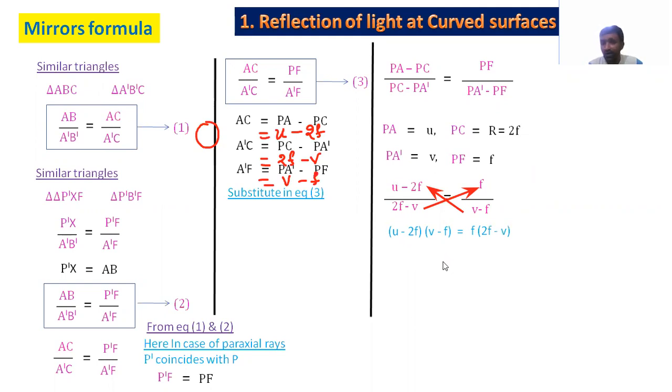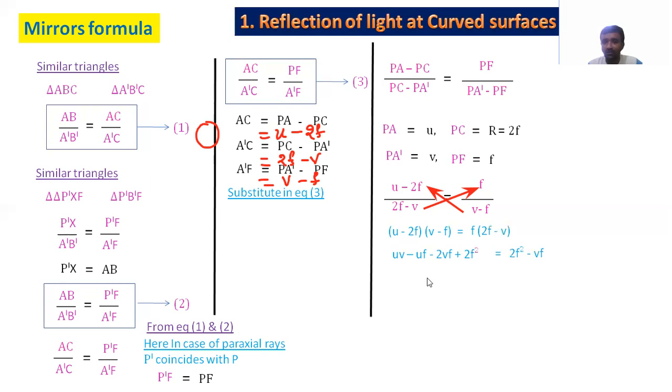So what we'll get? U into V minus UF minus 2VF, plus (minus into minus) plus 2F square. That equals F into 2F, expanding, 2F square, minus F into V, FV or VF. So this I got.